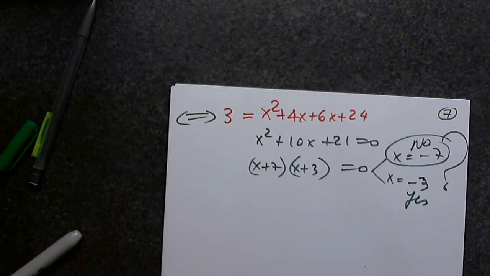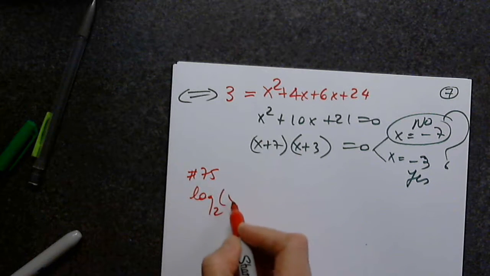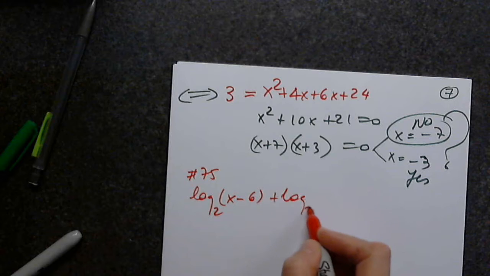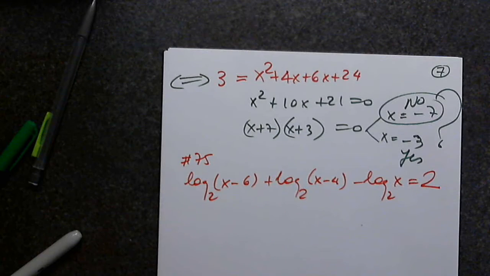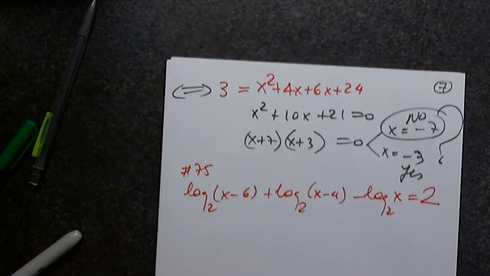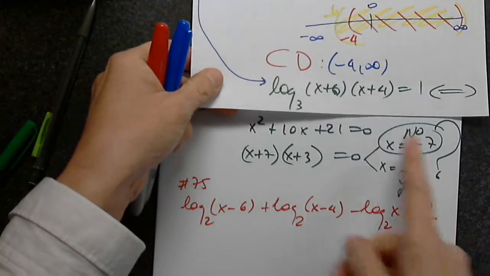Okay? Let's look at another example. Same page. Why do you have x minus 7? Because of the domain. Look at the domain. -7 is not in the domain. The common domain is -4 to infinity. -7 does not belong.